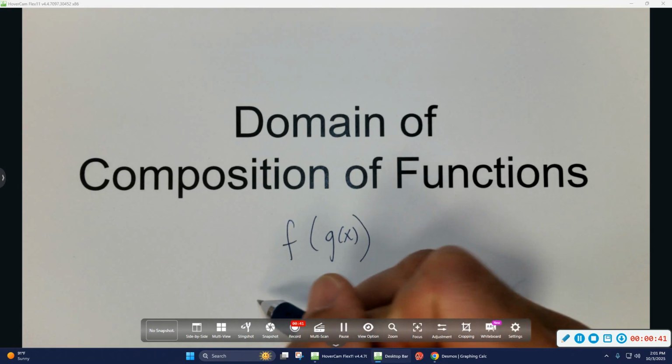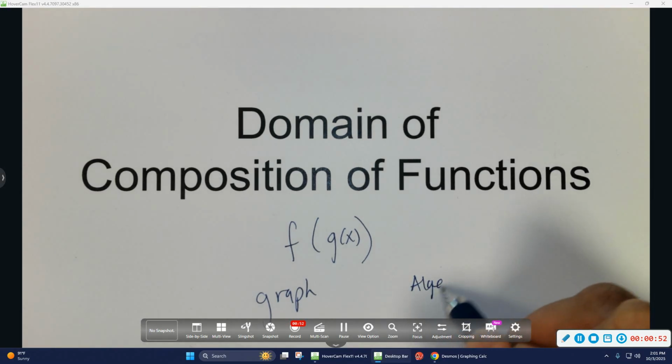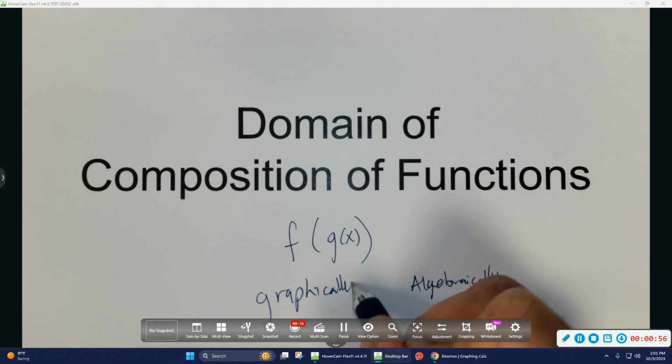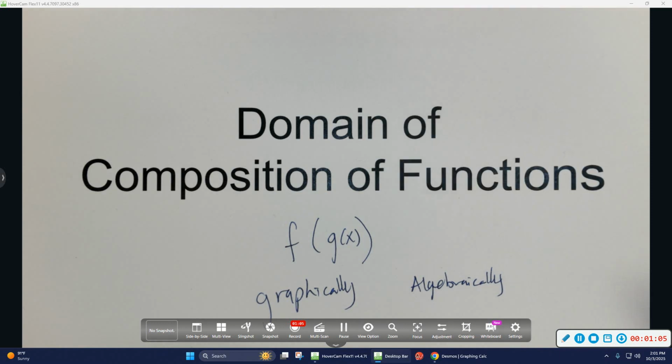I'm going to show you how to understand this graphically with a calculator, and then I'm also going to show you how to do this by hand, so algebraically. So if you have a calculator, go ahead and pull that out. You can also go to desmos.com and graph the things that we're going to do here today. So let's do an example.